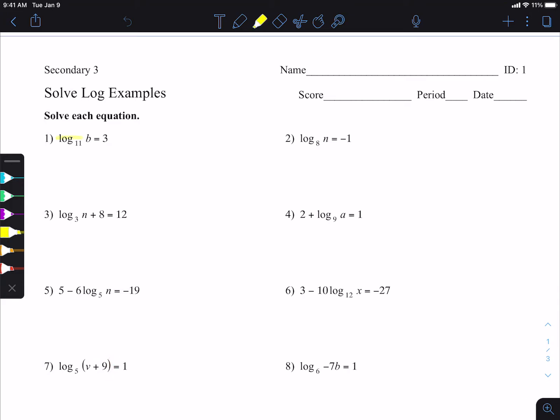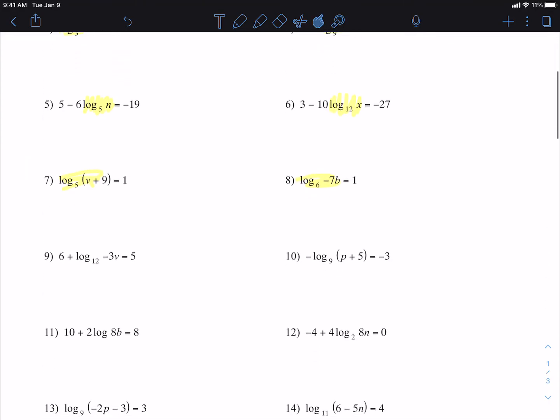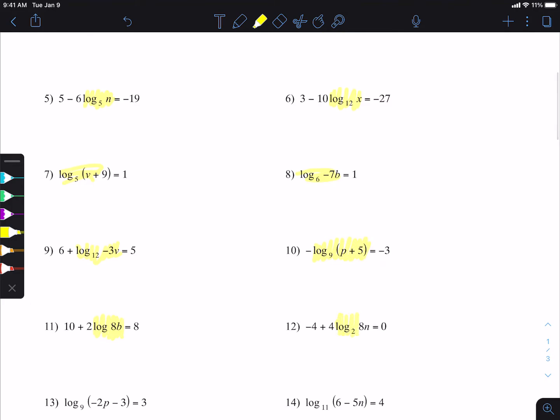So I'm going to highlight the part that we're trying to get alone. So these ones we're getting alone, this we're getting alone, this one we're getting alone, not the 6 with that, just the log, just the log. Okay. So again, this one does not have parentheses, so it ends after the b. All right. So that's the first thing that you need to realize: it is the log that you're getting alone.